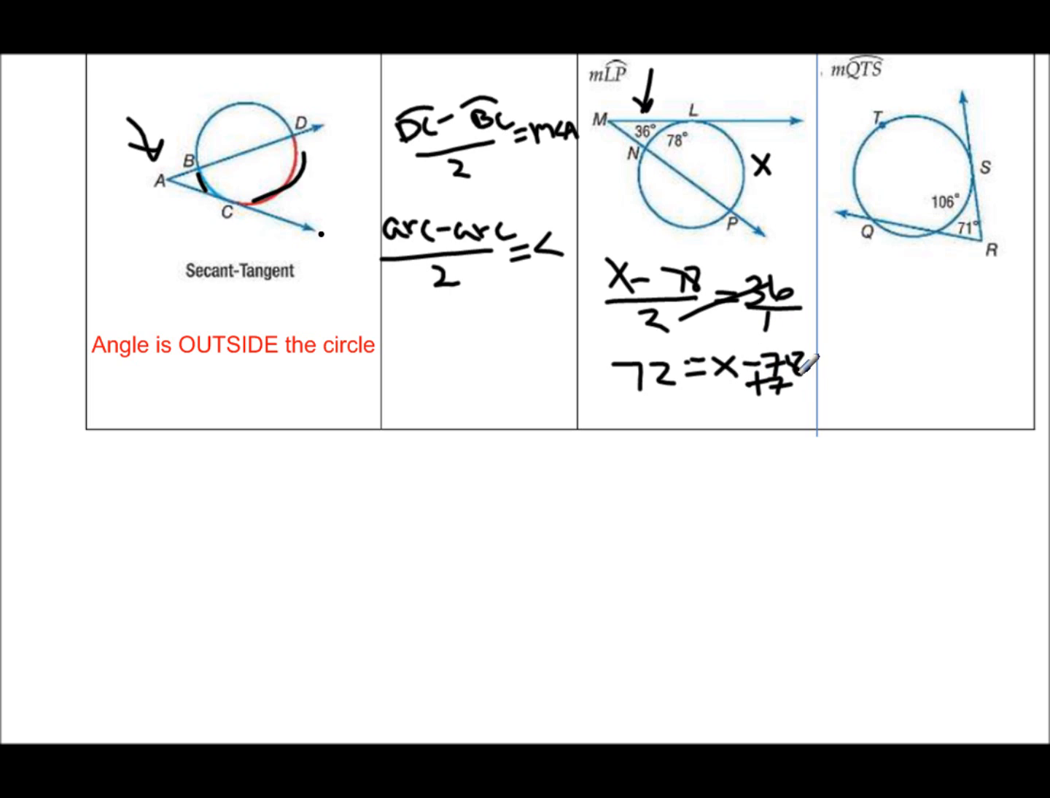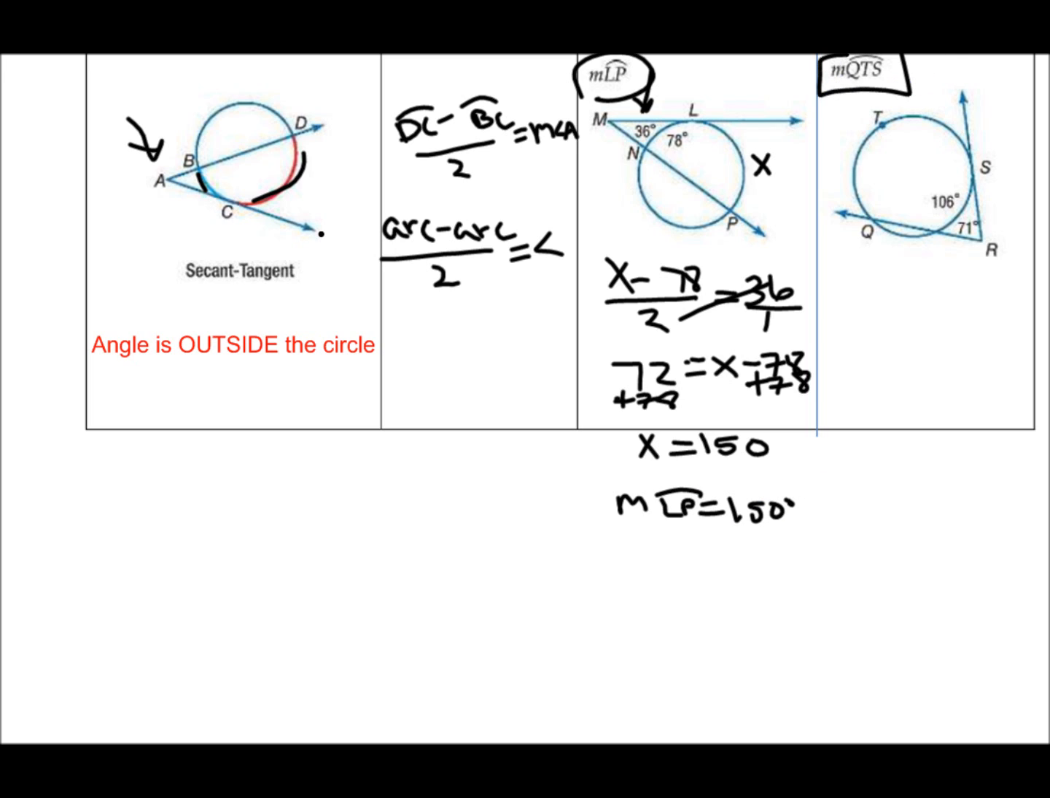Adding 78 to both sides, we get x equals 150. Which was the measure of LP. So the measure of arc LP is 150 degrees.